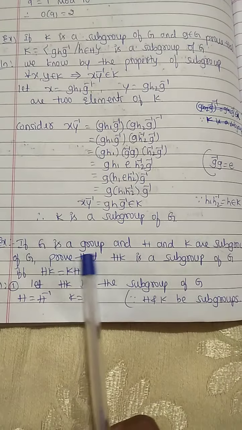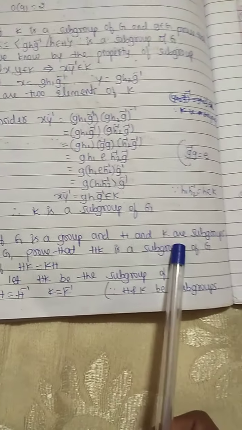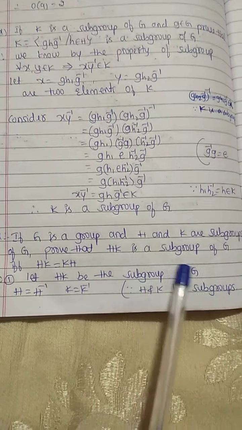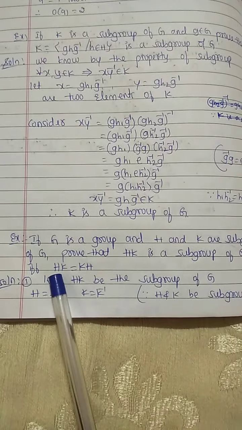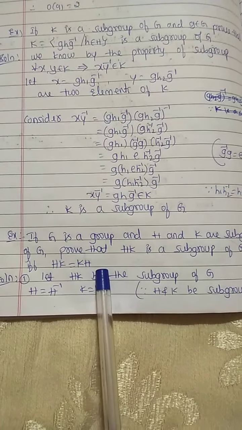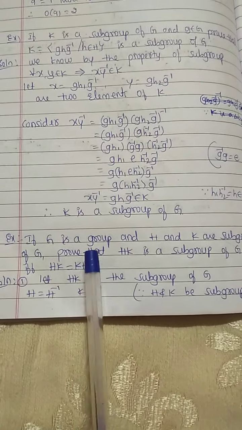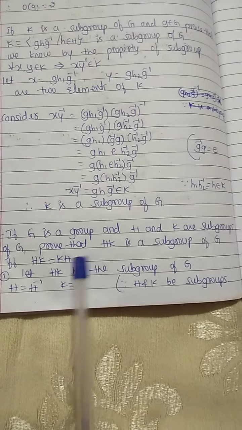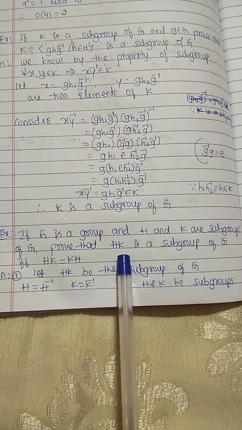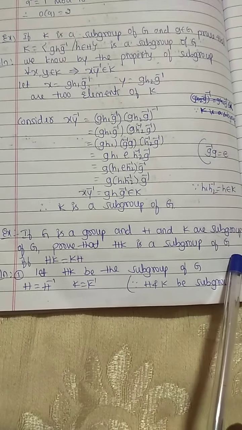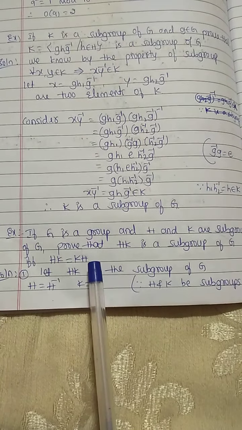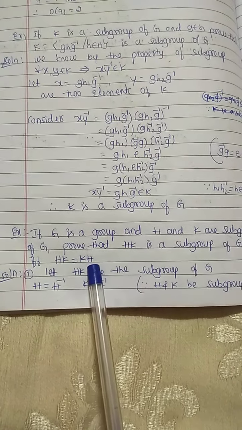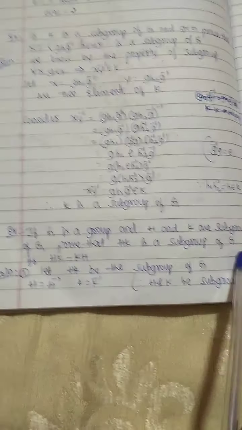Example: if G is a group and H and K are subgroups of G, prove that HK is a subgroup of G if and only if HK equals KH. Here it is given that G is a group, H and K are subgroups of G. In the first case, we take HK to be a subgroup of G, then we prove HK equals KH. Conversely, take HK equals KH and prove HK is a subgroup of G.